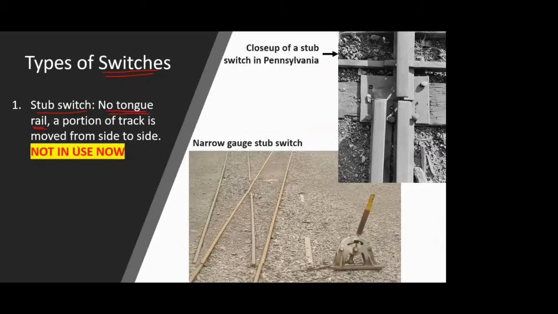So till now we have seen that the important component of a switch or a point is a tongue rail or a pair of tongue rails. But the tongue rail development came very much later, as an advancement in railway engineering. At a very primitive stage of railways, when they were introduced and there was a need for changing tracks, the stub switch was used.